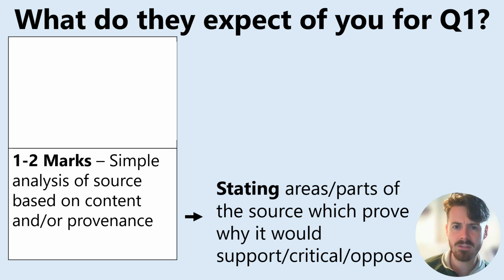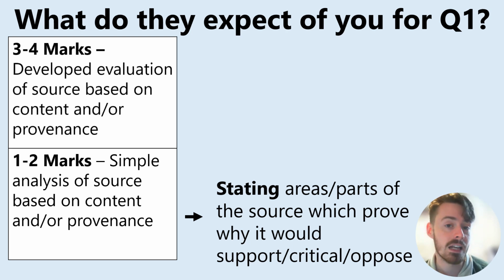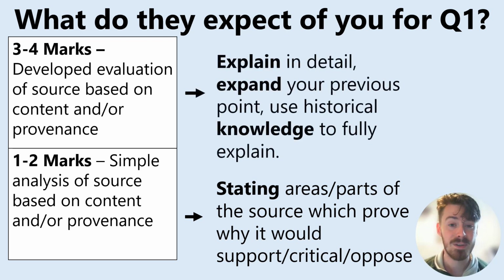But it doesn't get you level 2. It doesn't get you full marks to just state things that support or are critical or opposing. So what else are they looking for? They're looking for a developed evaluation of the source based on content or provenance. The word developed is really used lots in history examining, and what it means is you need to explain in detail. You need to expand on the point that you made earlier. You need to use your historical knowledge to back yourself up. You need to prove what you know.